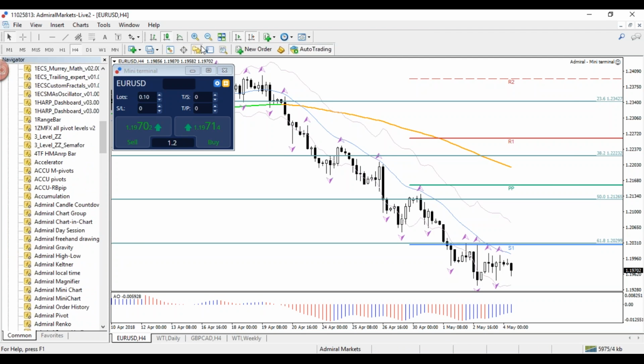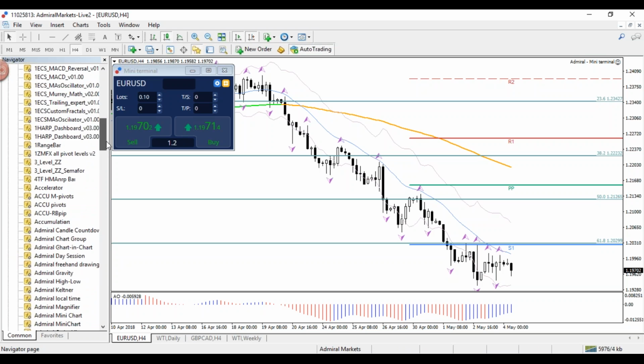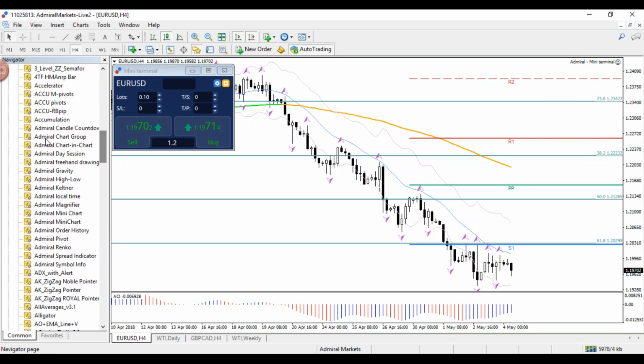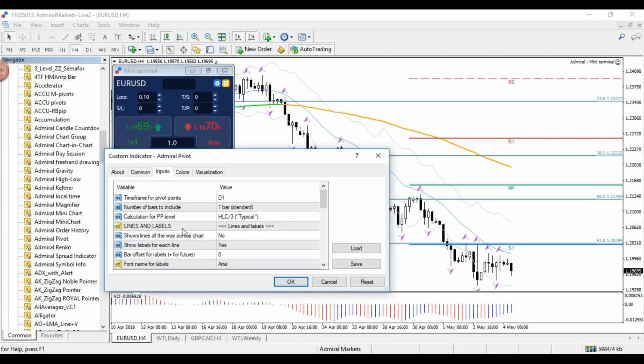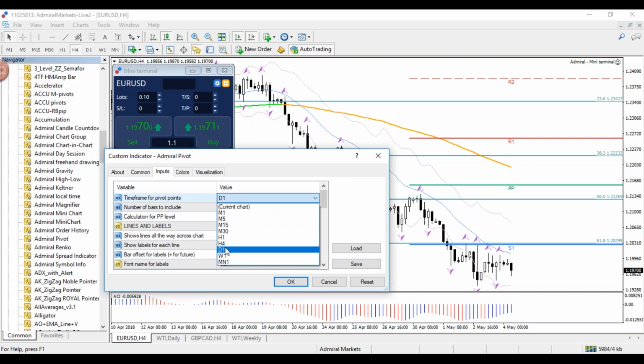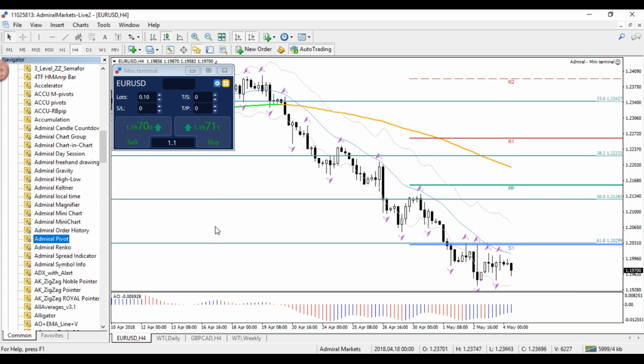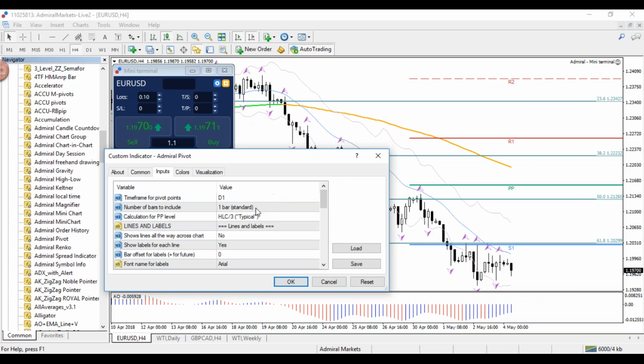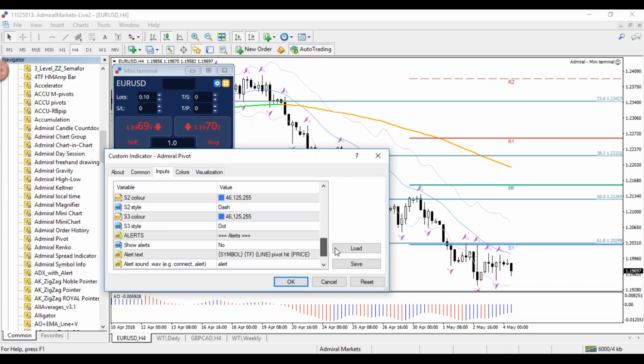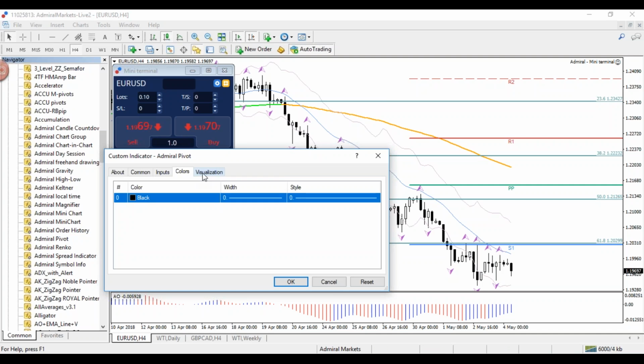Go to the indicator folders here, Navigator, scroll up to find Admiral. It starts with the A, find pivot. Click with the left mouse, drag onto the chart, let go, click which time frame you want, M1, M5, H1, H4, etc., and then click yes. All right. But there's some other settings as well, by the way, you might want to look into, but you could just leave the rest, I guess, as it is. You can change colors, etc.